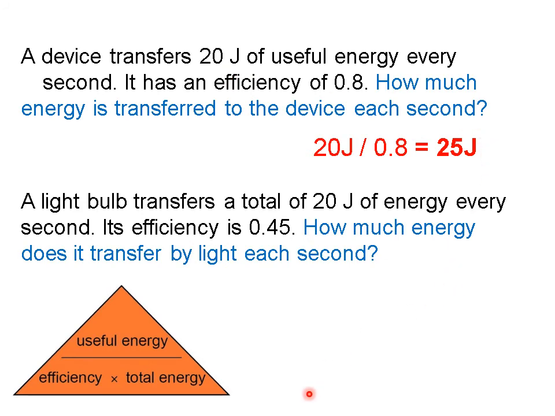For the second answer, we are trying to find out the useful energy, so if you cover that up, it tells you to do the efficiency times by the total energy. So we've got 20 joules of total energy and 0.45 or 45% efficiency. If you times those 2 together, you get an answer of 9 joules. Sense check your answer. 9 joules is less than 20 joules, which was the input energy, so your answer makes sense. It's 45% efficient, so it should be just less than half. 9 is just less than half of 20, so it makes sense.